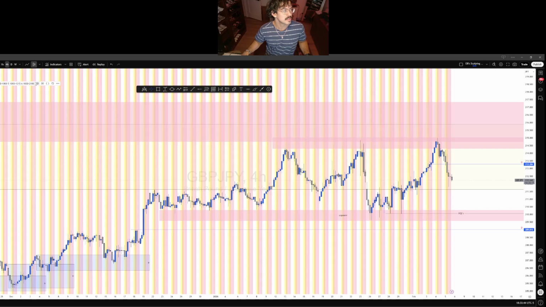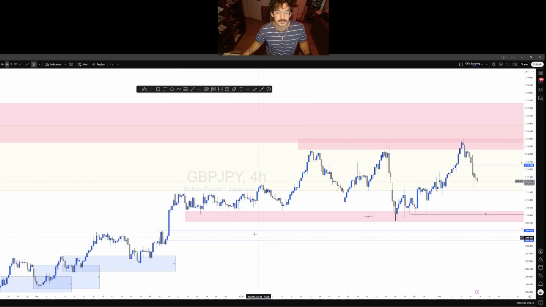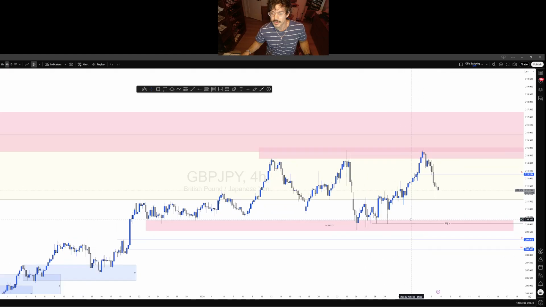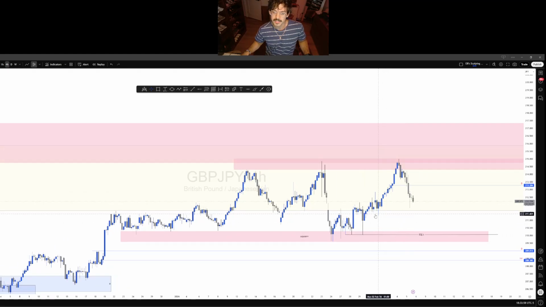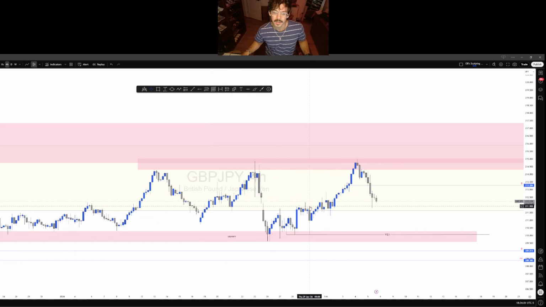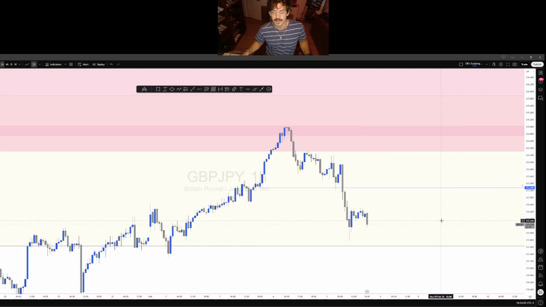Let me remove these session-based indicators. Notice how we have a 4-hour demand and confluence with it, sitting below all this liquidity right here. Look at these, three candles here, equal lows to the pip. All this price action right here, guys, is pretty ugly, I'm not gonna lie. All right, let's go to the 1-hour time frame, guys.